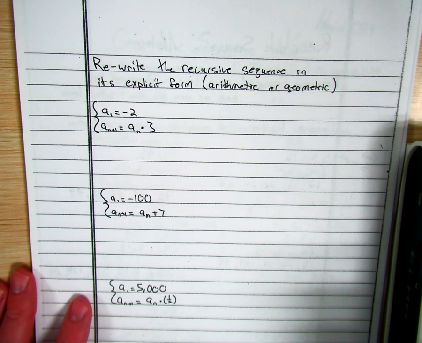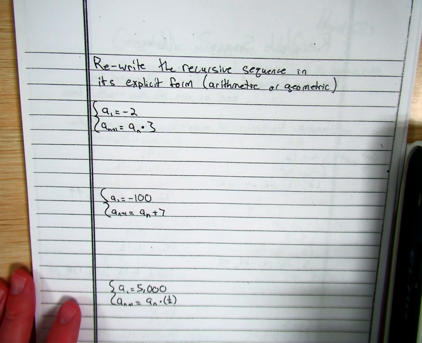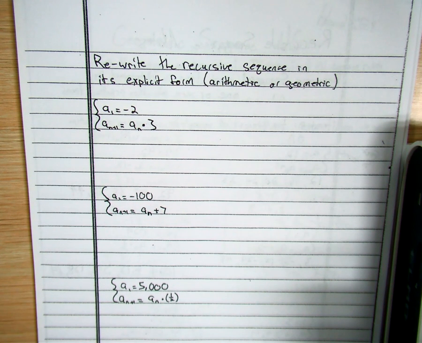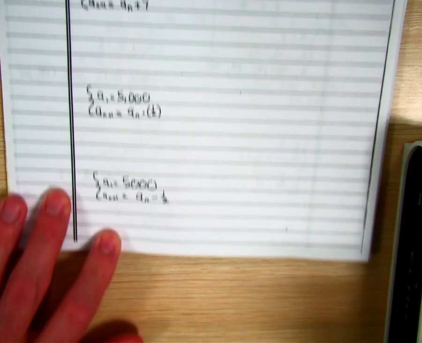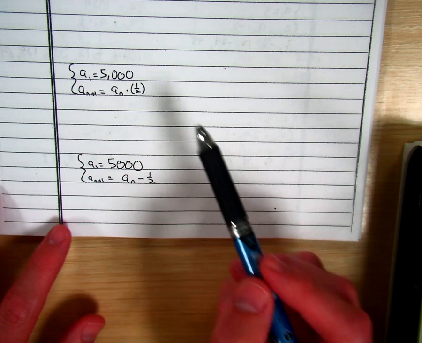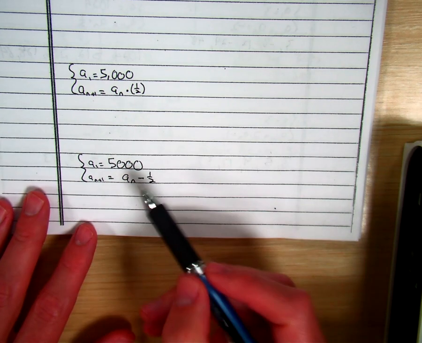Backside. Rewrite the recursive sequence in its explicit form. Could be arithmetic, could be geometric. I'm actually going to go in reverse order because I think the bottom 2 are probably tougher, and we'll have you do the top 2. So we'll just go total reverse.